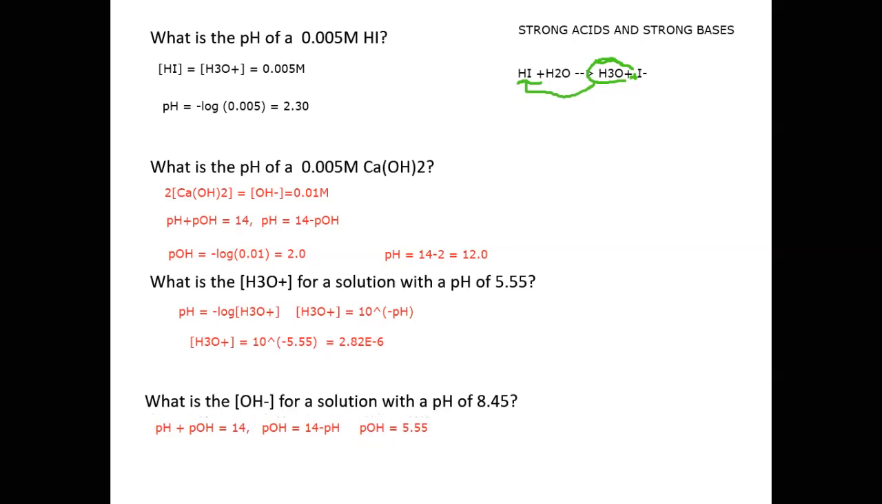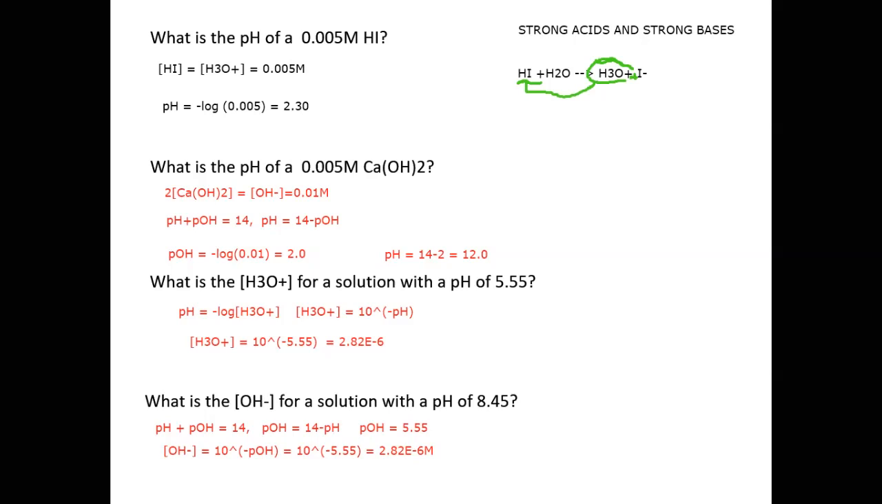So the pOH is 5.55, and then we find the hydroxide ion concentration equals 10 raised to the negative pOH, which equals 10 raised to negative 5.55. We get 2.82 times 10 to the negative 6. Again, it's molar. So again, this is for strong acids and strong bases. This is how you calculate the pH or determine the hydronium or hydroxide ion concentration.